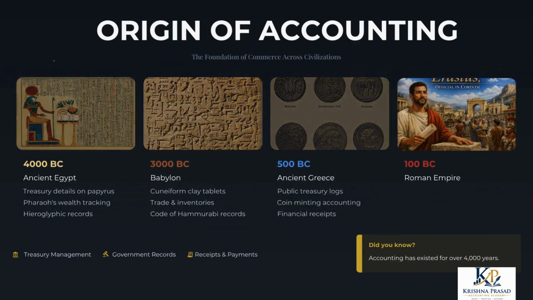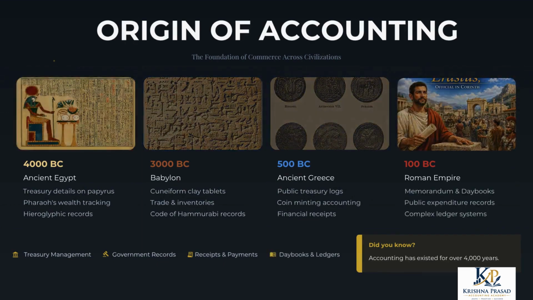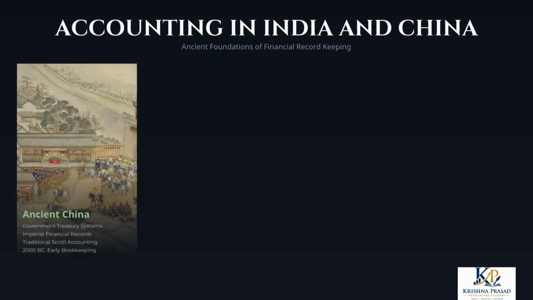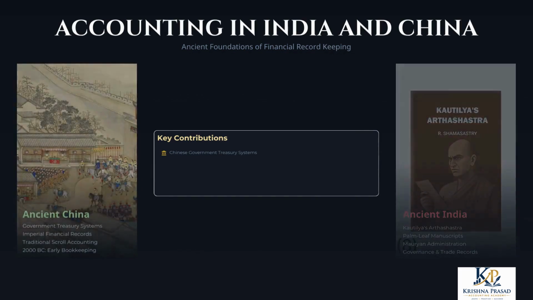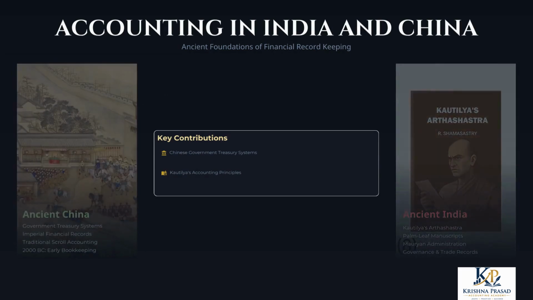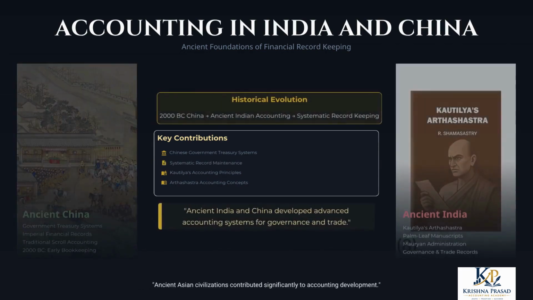Romans maintained books called memorandum or daybooks to record financial transactions. China also used advanced government accounting systems as early as 2000 BC. In India, accounting practices can be traced back to Kautilya, also known as Chanakya, the minister of Chandragupta Maurya. In his famous book Arthashastra, he explained how accounting records should be maintained systematically.